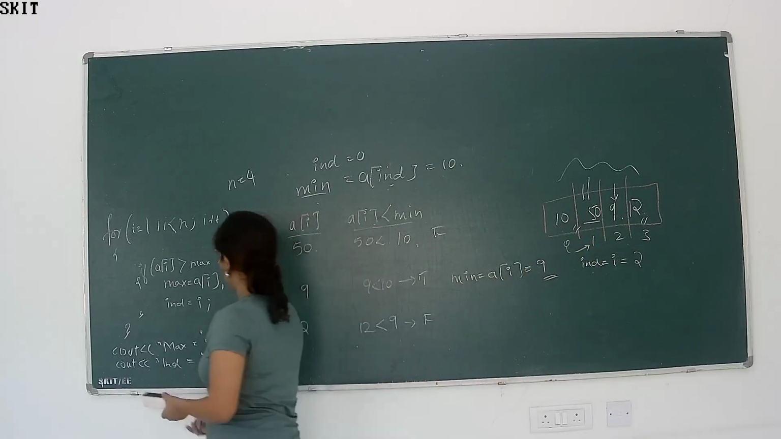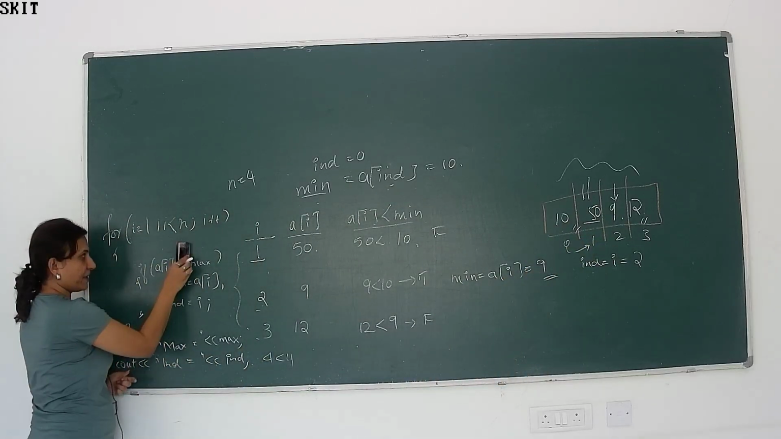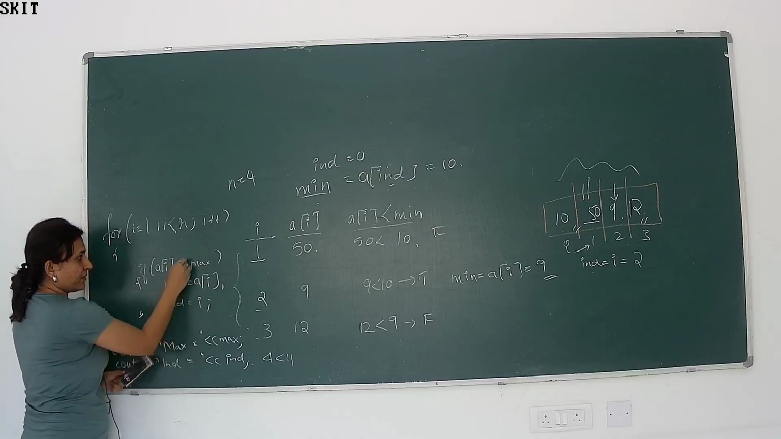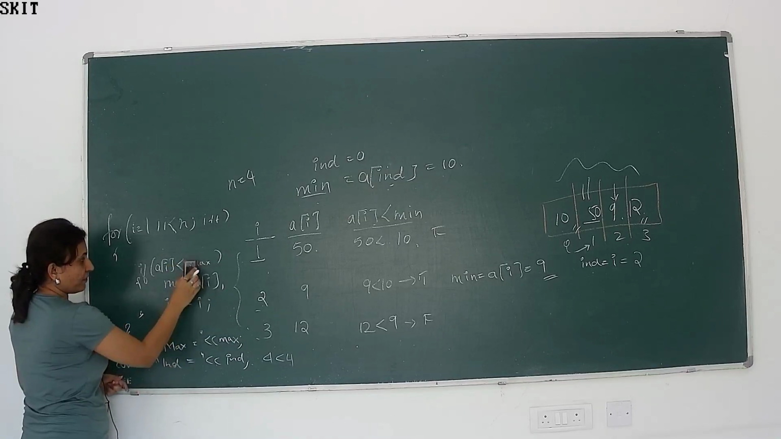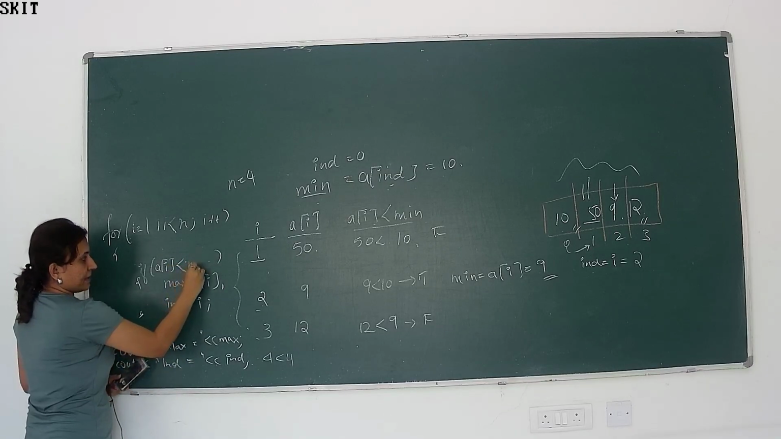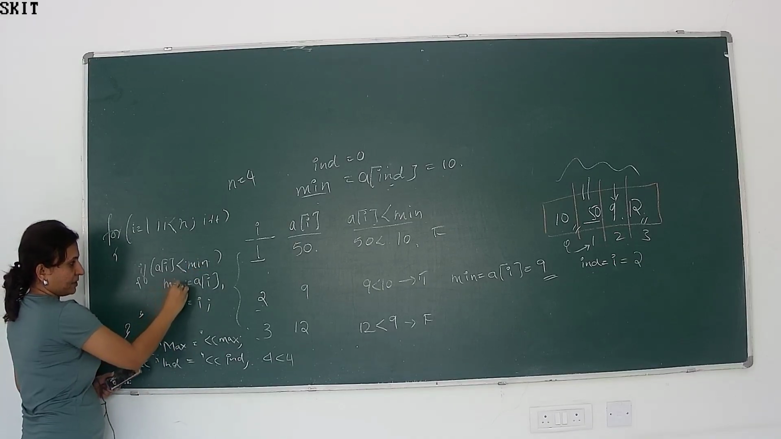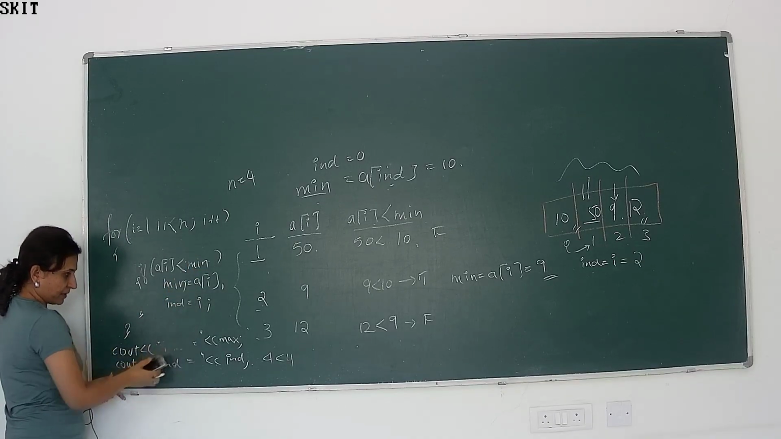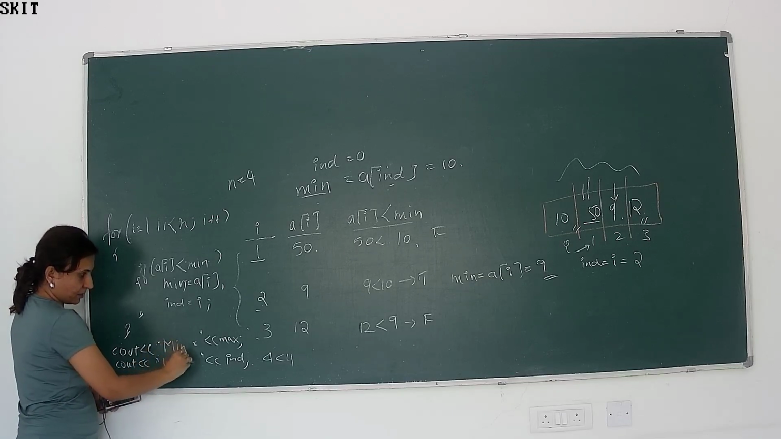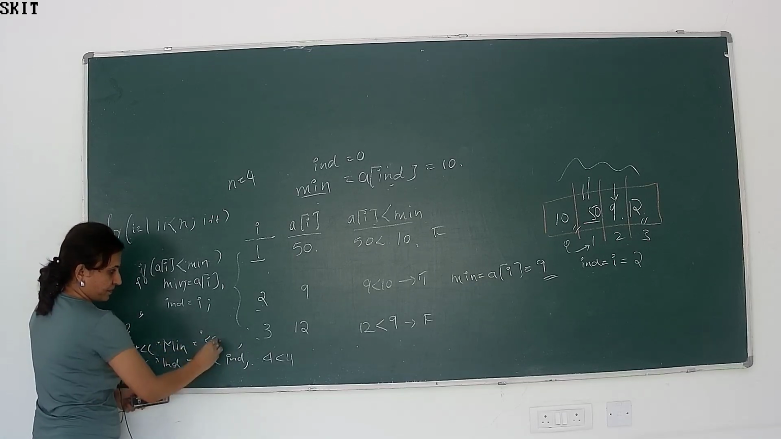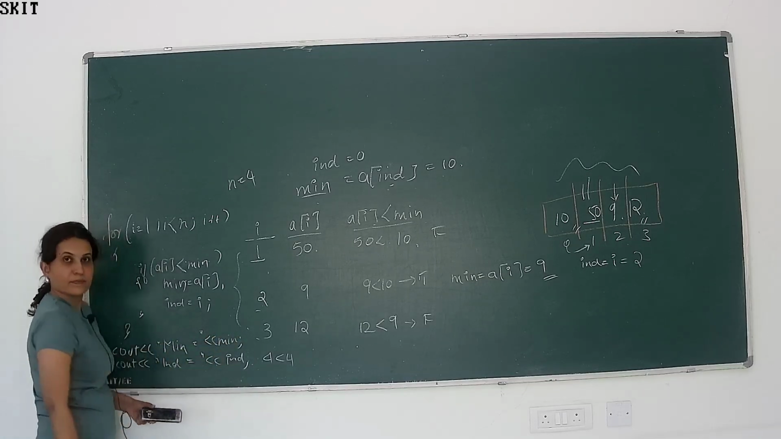Now this whole problem will remain same. Instead of a of I is greater than max, you will give a of I is less than minimum. Instead of max, you are going to make it as minimum.